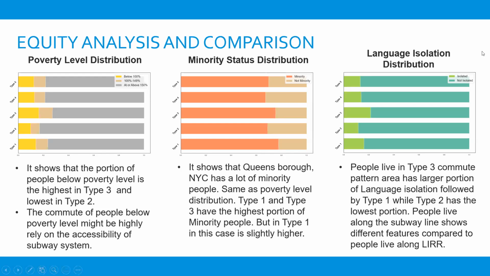But type 3 people who live along the subway system rely on the subway line for everything. So the subway is not just the travel mode they use for commuting, but they basically use it for everything. And it is more convenient for people below the poverty level to do it.